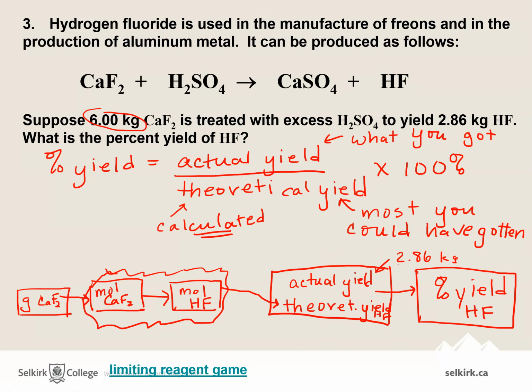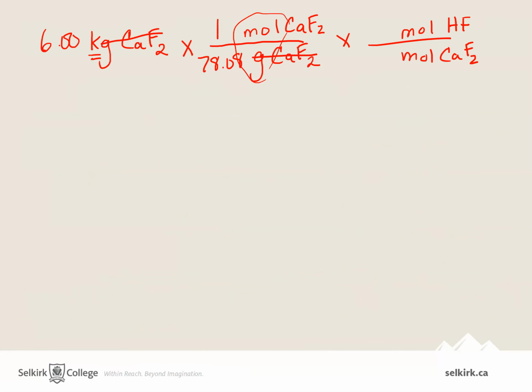But wait. That equation isn't balanced. Did you notice? You should always check. There should be a 2 here to balance that equation. So I'm going to have 1 mole of calcium fluoride giving me 2 moles of HF. Moles of calcium fluoride cancels moles of calcium fluoride, and I am left with kilomoles of HF. Am I done? Let's go back and check my map.